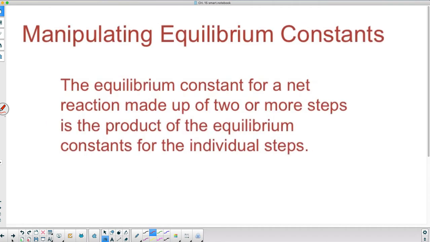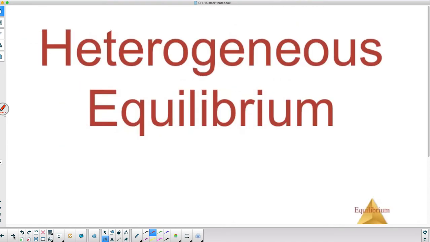Okay, so that's good to know because we're going to use that in our problem sets that we have coming up. So manipulating the equation, okay, let me just take a look at this. The equilibrium constant for a net reaction made up of two or more steps is the product of the equilibrium constants for the individual steps.